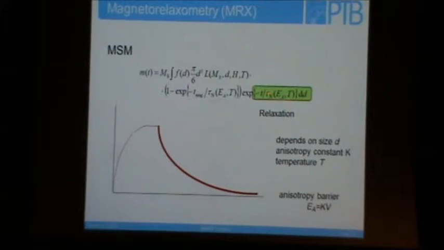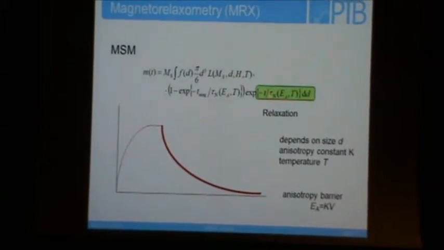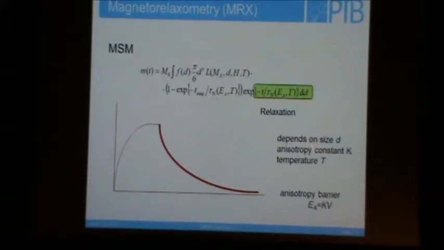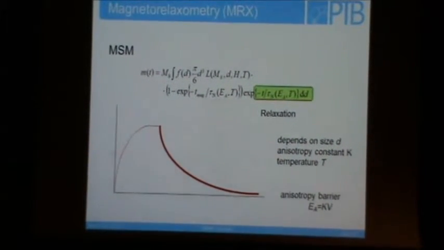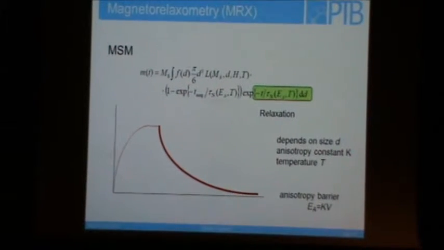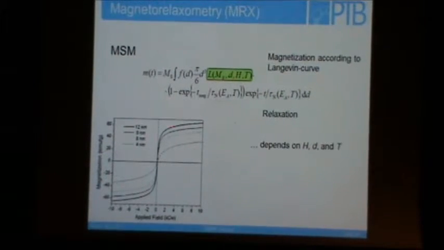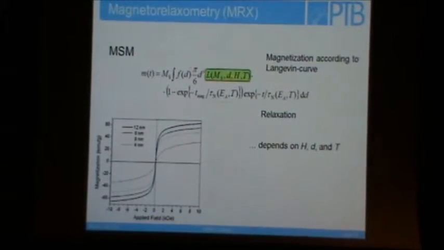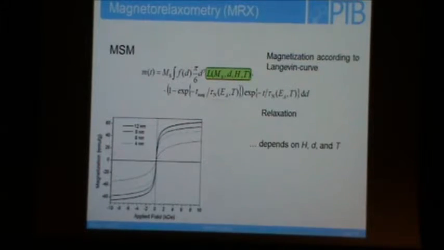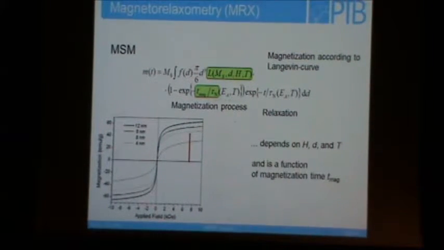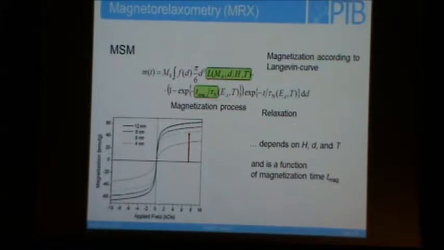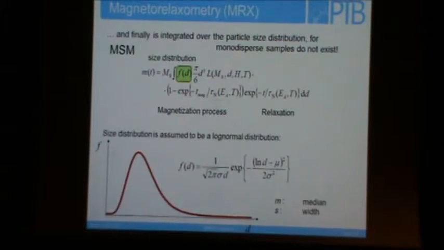That is this expression here, which is governed by the relaxation time, which depends on the size of the particles, on the anisotropy constant, and on the temperature. And so it gives you a lot of information about the particles that we are dealing with. This is what we have seen before. This is the magnetization that takes place when we apply the magnetic field, given by this Langevin function that I described before. And we have to consider, of course, that we magnetize only for a relatively short time, and we might not reach the full magnetization in 1 second. So we also have to consider the magnetization process, which may not be quickly complete to saturation magnetization.